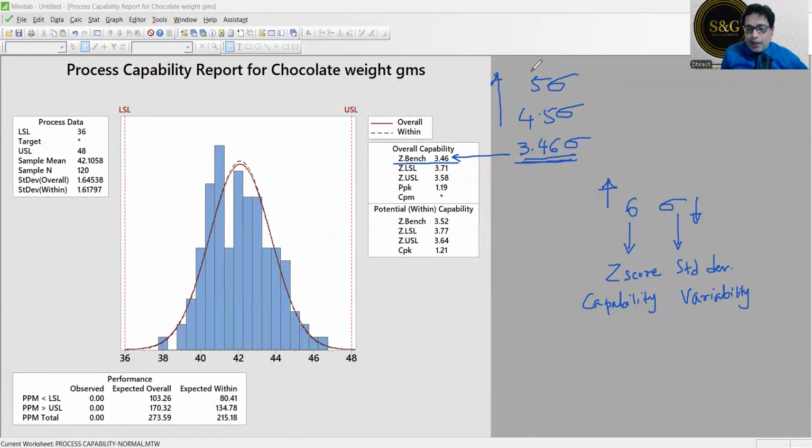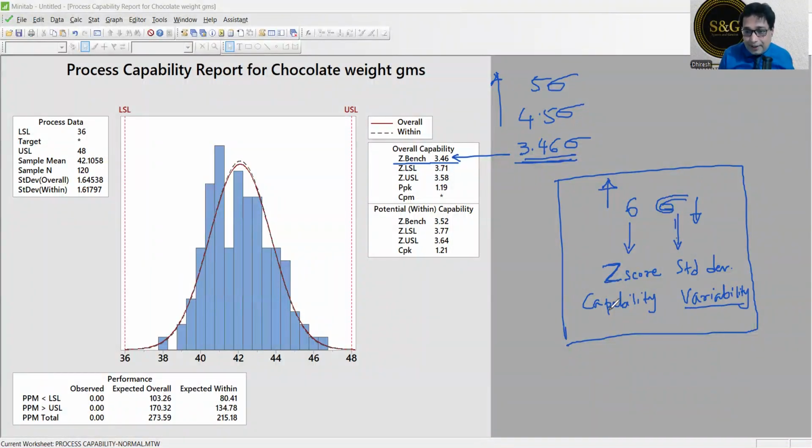Z score is Z score. When I say 6 sigma, let me repeat, this is very, very important. The 6 number is the Z score, which shows the capability of the process. And sigma denotes the standard deviation, which denotes the variability. So it is a combination of Z score and sigma number. Clear? Take a screenshot of this.